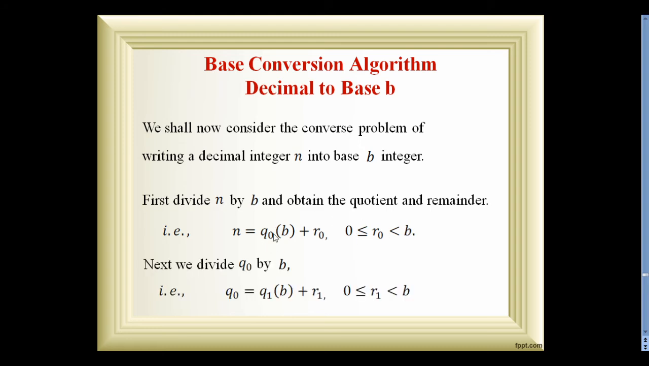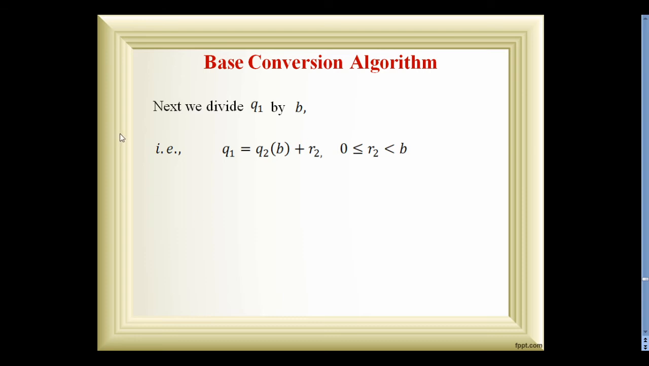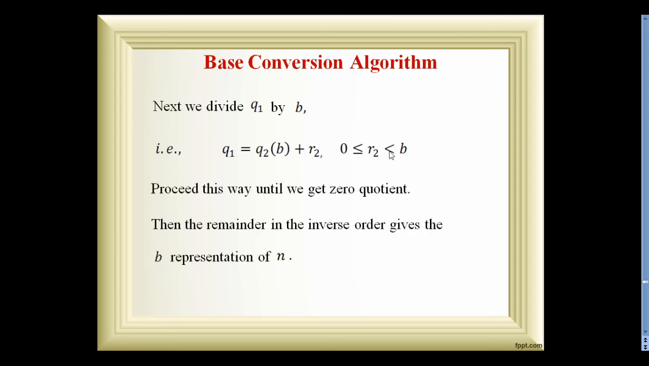Next you take this q0. Again you divide by B, and this can be written as q0 is equal to q1 into B plus r1. This r1 lies between 0 and B. Next we divide q1 by B, then again q1 can be written as q2 into B plus r2. r2 lies between 0 and B. So proceeding in this way until we get a 0 quotient, we have to proceed with this formula. Then the remainders in the inverse order give the base B representation of n. So only the remainder values we are going to take in the final way for writing the base B representation of n. Through an example, you can learn this concept.